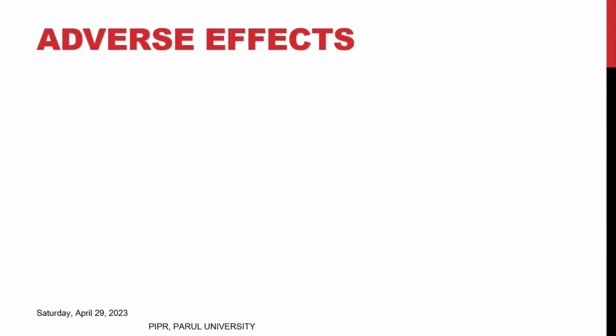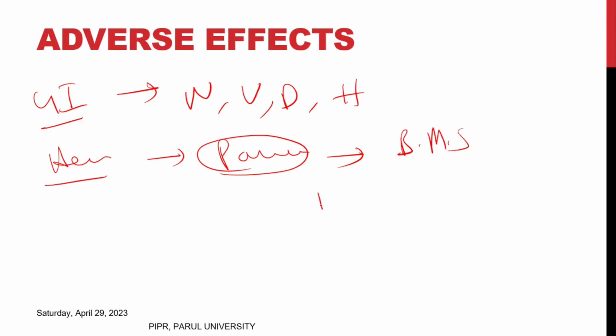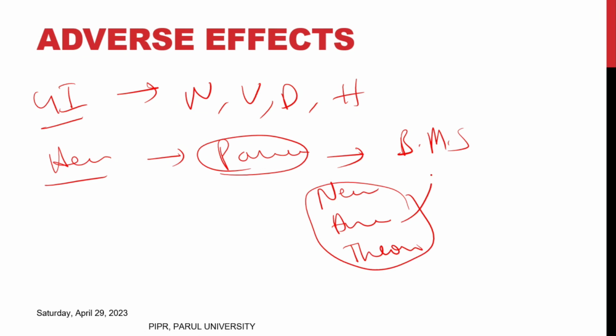In adverse effects, we have three types. One is GI-associated adverse effects. In that, nausea, vomiting, diarrhea, and headache are common. In hematological adverse effects, it causes pancytopenia, because it shows bone marrow suppression. Neutropenia can be seen, anemia can be seen, and thrombocytopenia can also be seen. If all the cells are decreased, it causes pancytopenia due to bone marrow suppression. This is the hematological adverse effect.